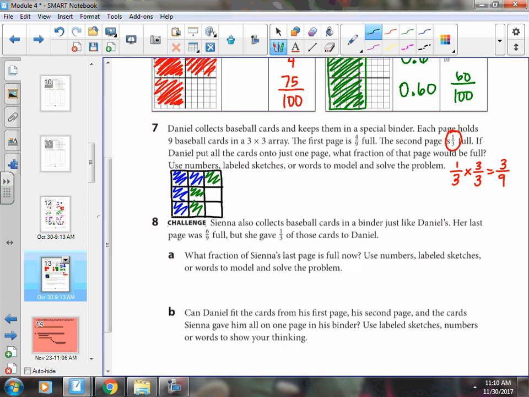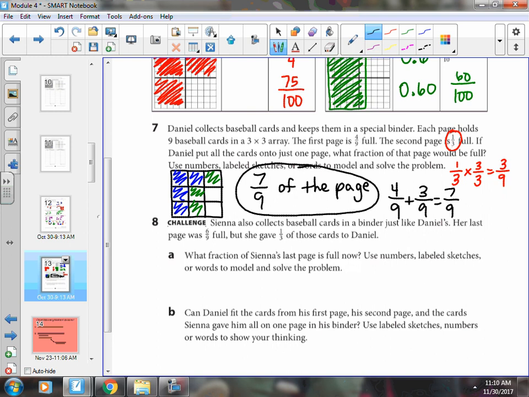So my final answer is 7/9 of the page. And really, mathematically, what I was doing was 4/9 plus 3/9 equals 7/9. Mathematically, that's what I was doing. But drawing a picture can be really helpful for really wordy word problems.